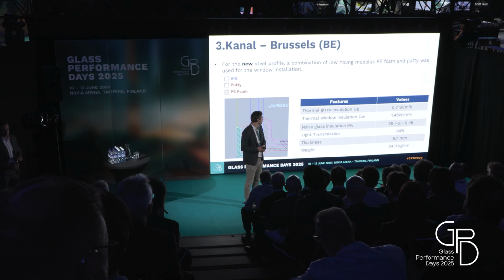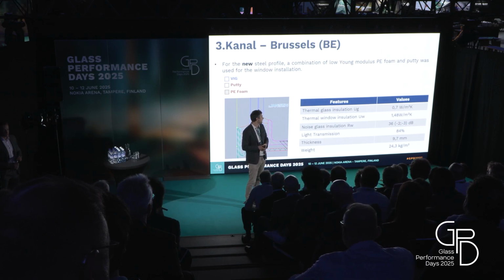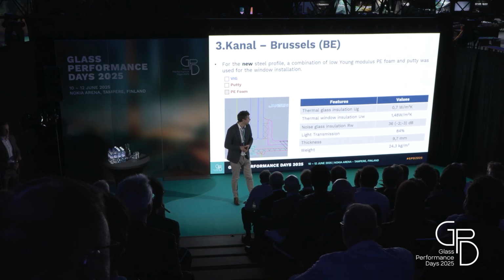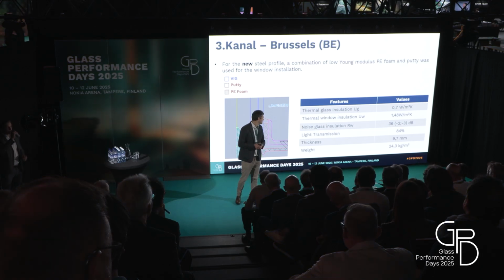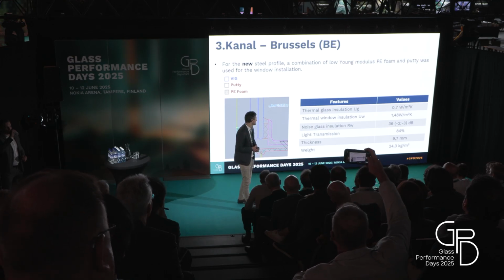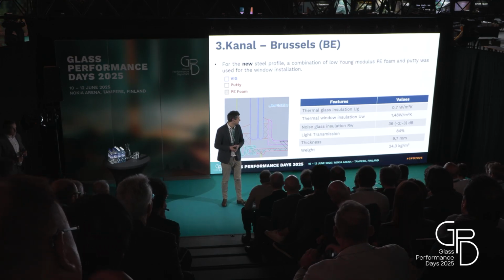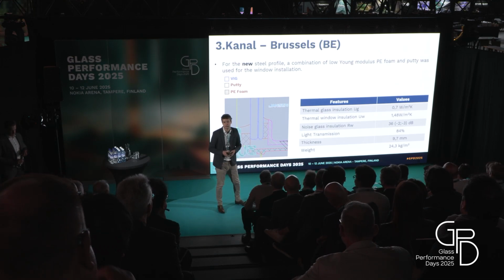different features and values. So of course the Ug of 0.7, the U window of 1.48, noise glass insulation, as I said, 36 dB Rw+Ctr, a nice light transmission of 84%, and thickness, as I said, below 10 millimeters, and weight below 25 kilograms per square meter.